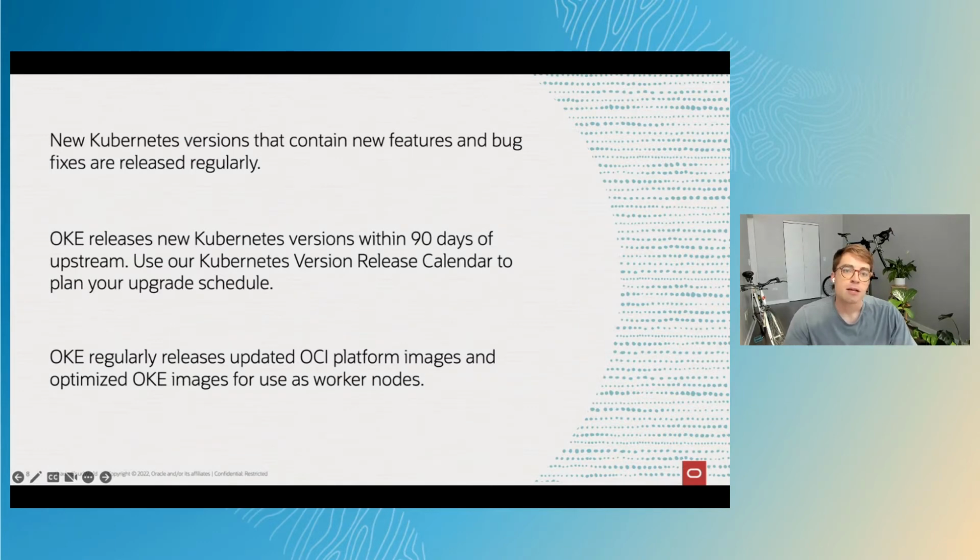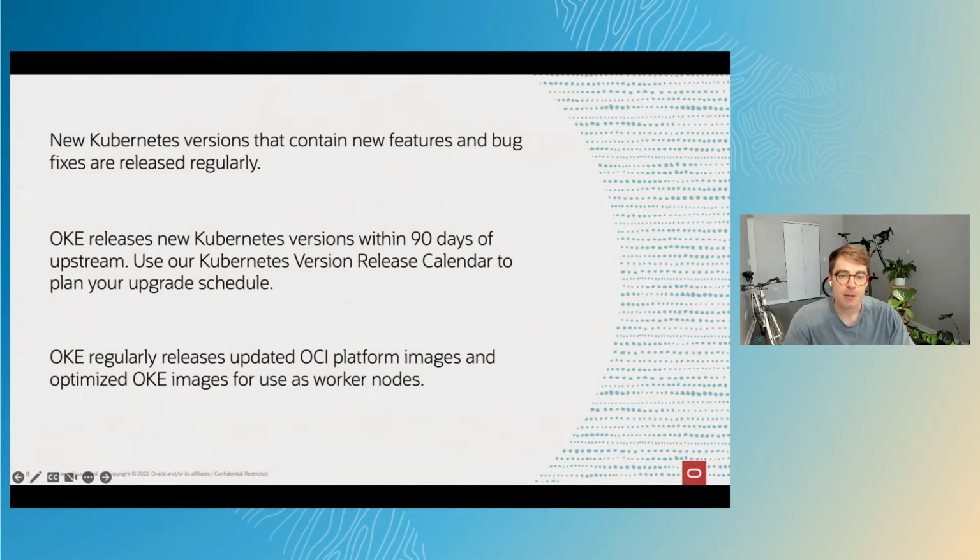So I would say that keeping clusters running, patched, and up to date is probably the single most important job of a service provider. In the case of Kubernetes, that means ensuring that the latest versions of Kubernetes are supported, and that they're supported as quickly as possible for users to benefit from new features and also from bug fixes. As some of you in the audience may know, the upstream Kubernetes project releases new versions 3 times a year, and OKE releases new Kubernetes versions within 90 days of their availability by upstream.